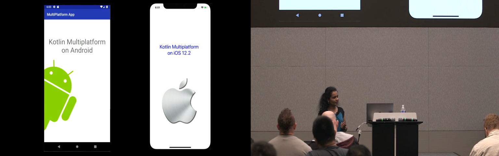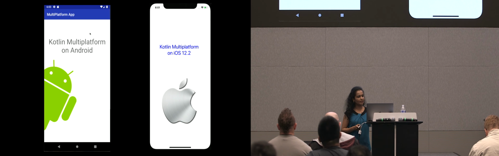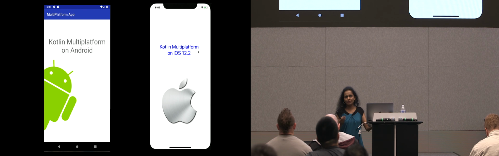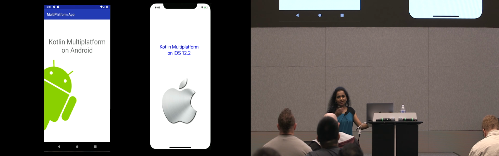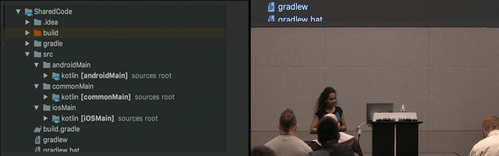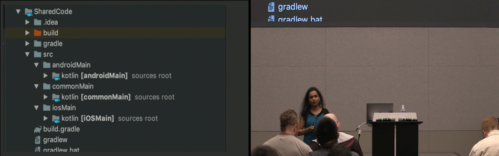But if you look at the label over here, they have the same text, except for the platform name. So in this case, we could have a common code that can be shared across Android and iOS that would get this text and then append the platform name. So that's where Kotlin multi-platform comes into the picture. And here is the shared code that I was talking about.